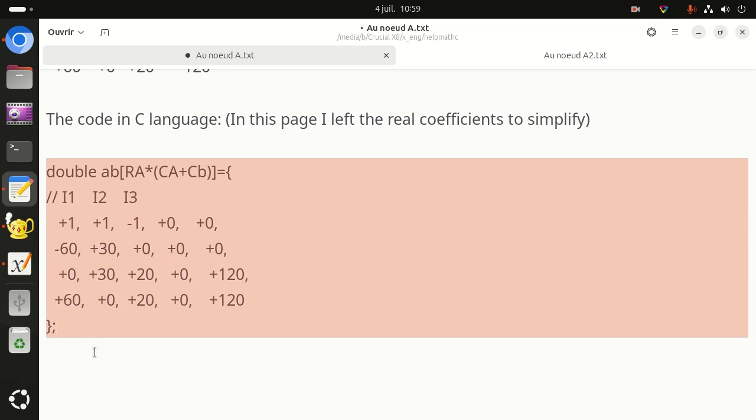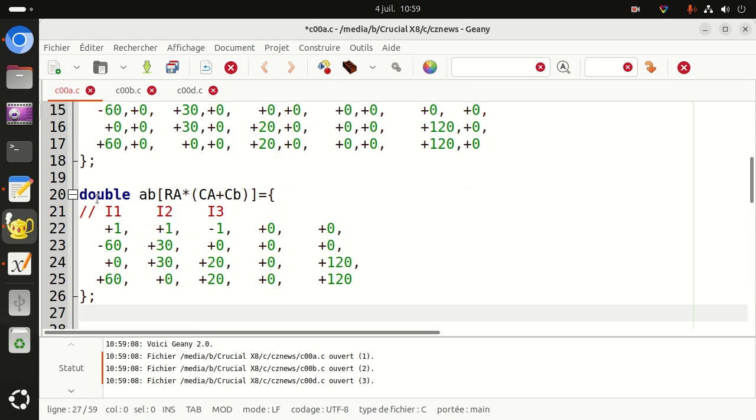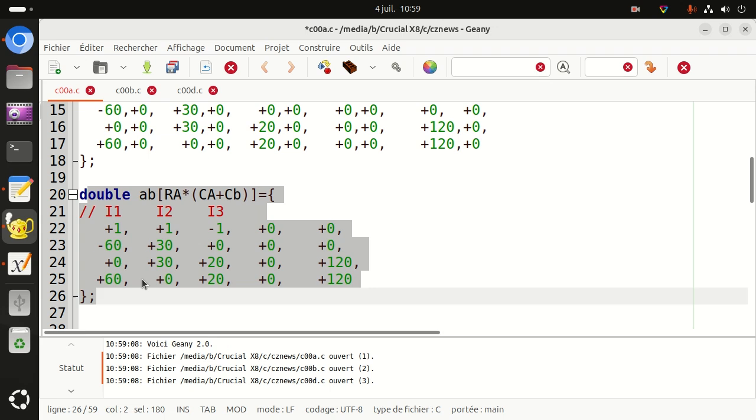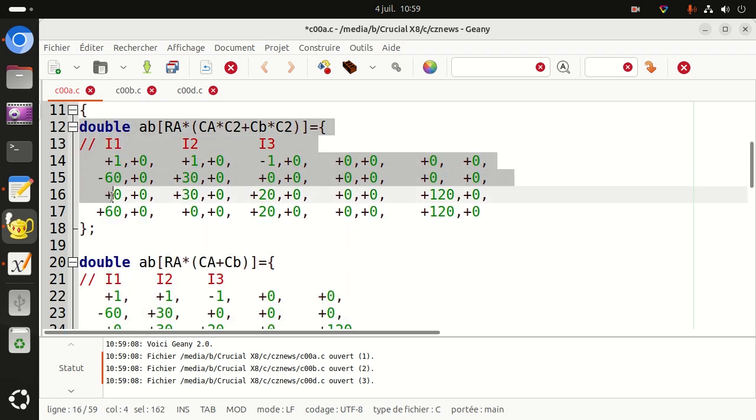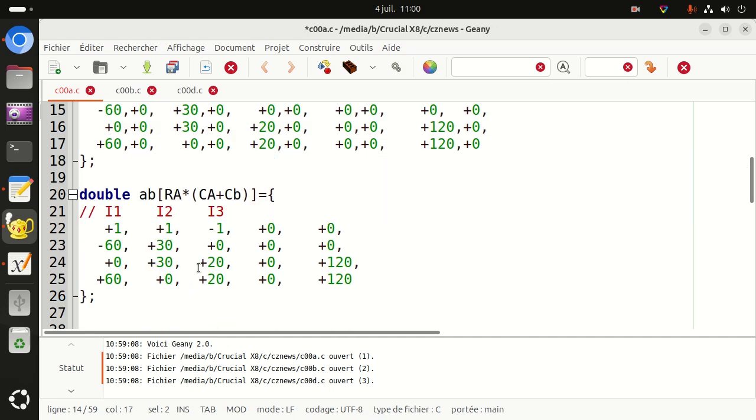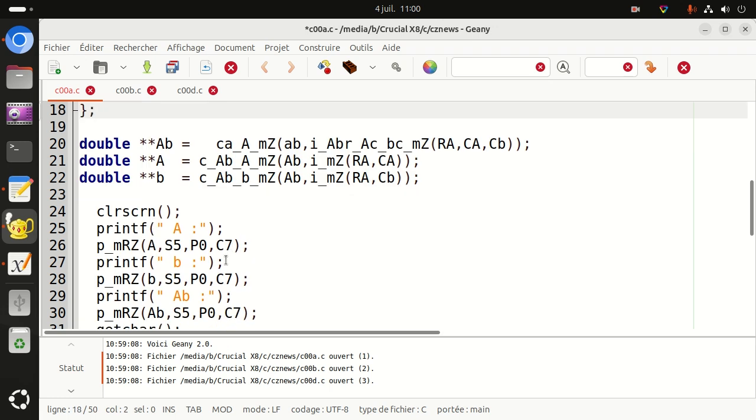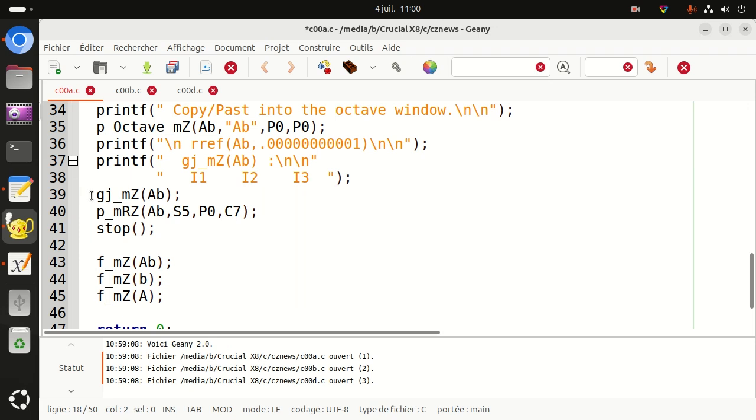I copy the C code for my linear algebra that I have made. This code is for real coefficients, but I want to work with complex coefficients. Also I have added the imaginary part of this number. Now I use a Gaussian to resolve this system.